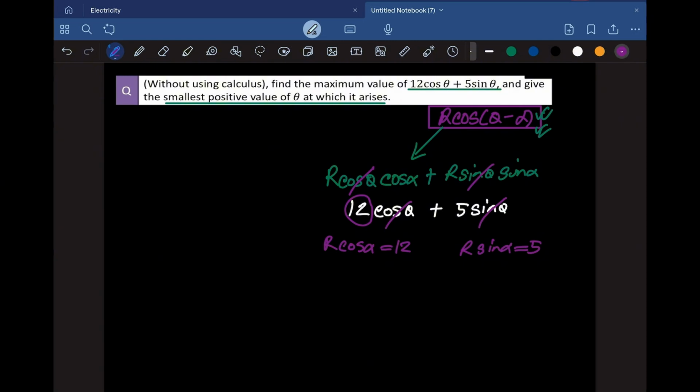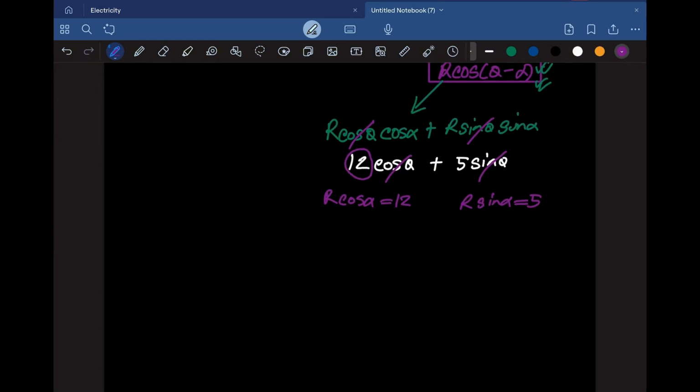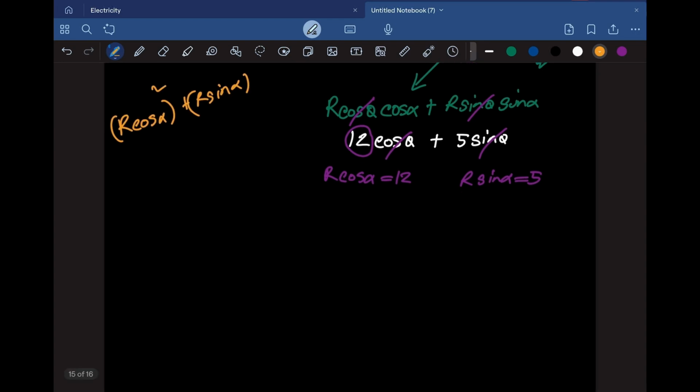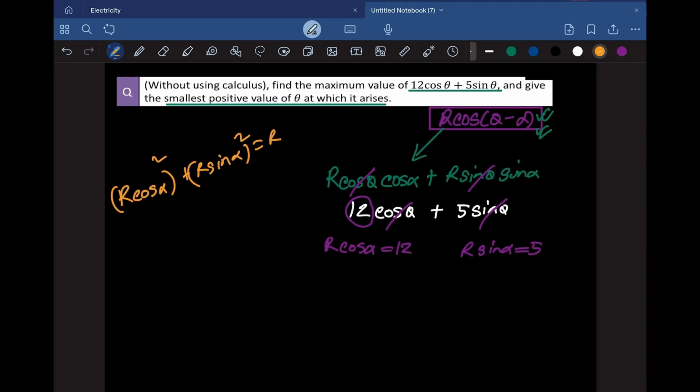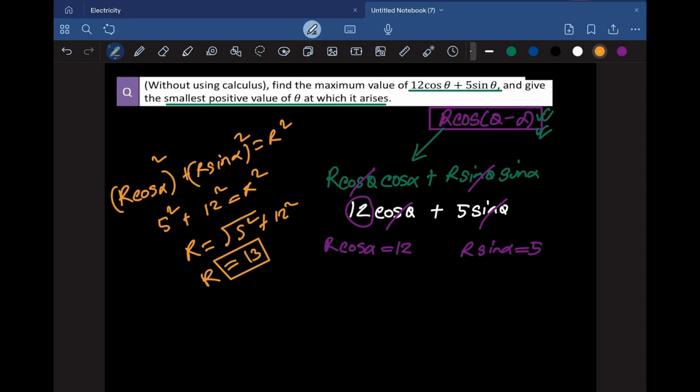Now what we can do is, we know one formula, which is r cos alpha squared plus r sin alpha squared is equal to r squared, right? So what we'll do is we'll square them. So it will become 5 squared plus 12 squared is equal to r squared, from which we will figure out r as root over 5 squared plus 12 squared, which will become 13. So our r is 13.